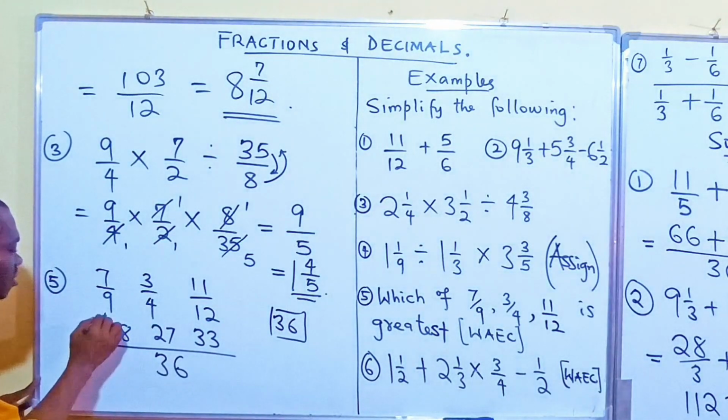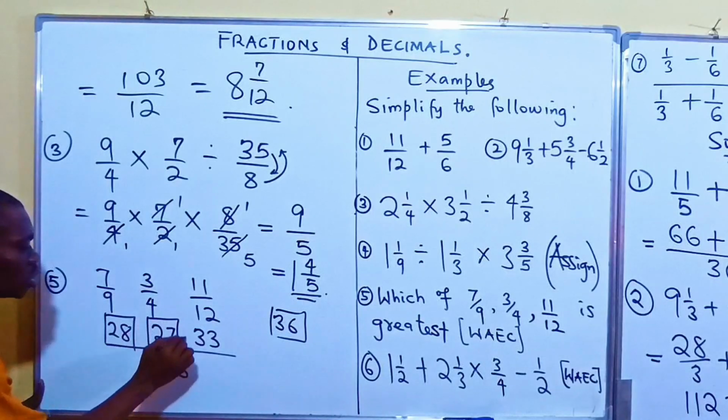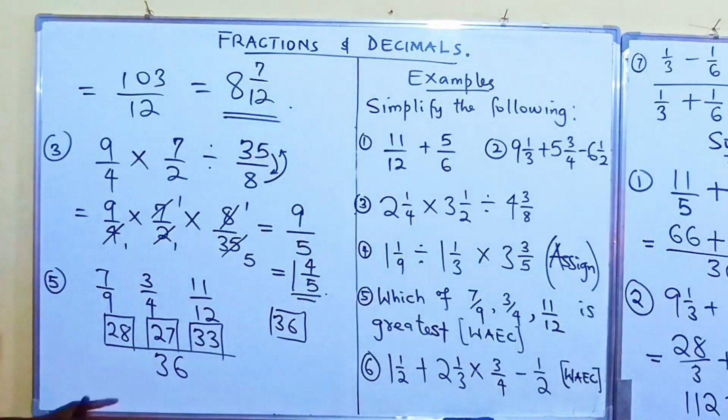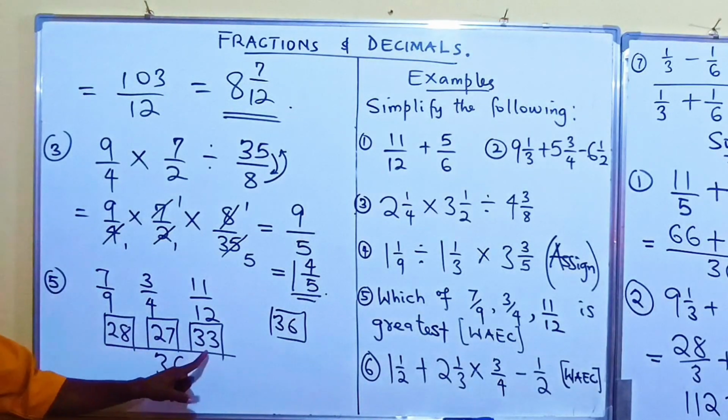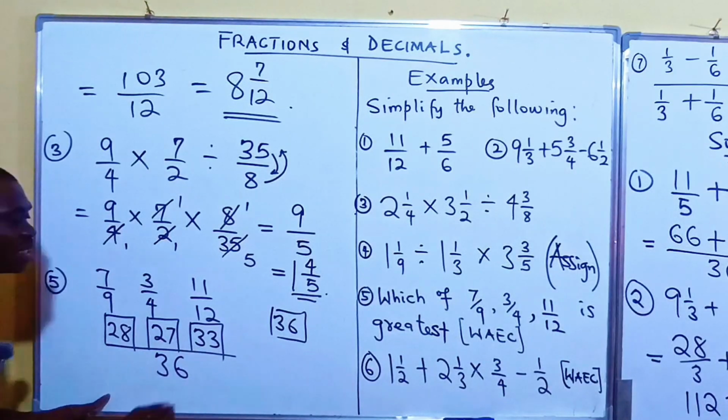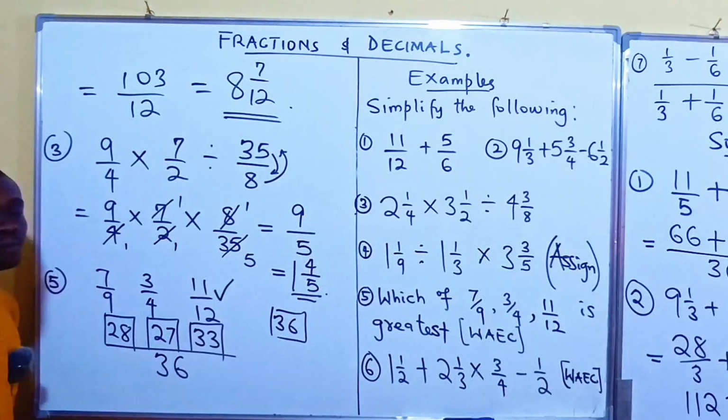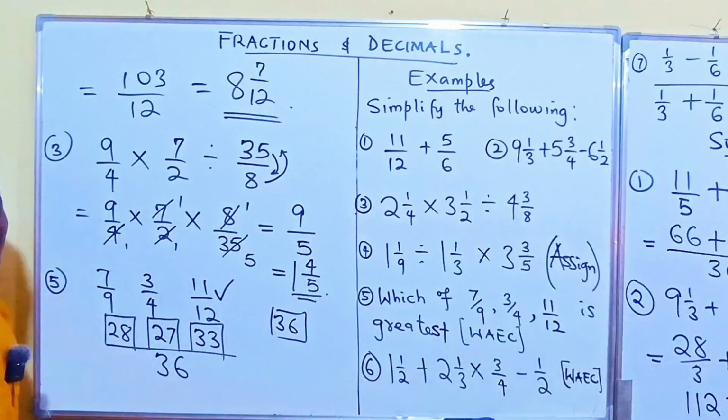So the numbers you have here are what will judge the greatest of the three fractions. And the biggest of them is the answer. So since 33 is more than the others, it means that this fraction is bigger than the other two.